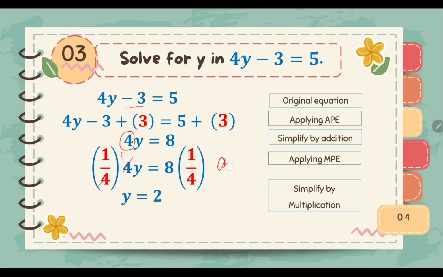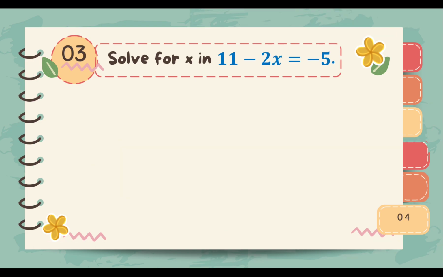We check, substituting y with the value which is 2. 4 times 2 minus 3, is that really equal to 5? So 4 times 2 is 8, minus 3 is equal to 5. And 8 minus 3 is actually 5, and the right side is 5. The equality symbol is preserved. Thus, we have solved for the correct value of y, which is 2.